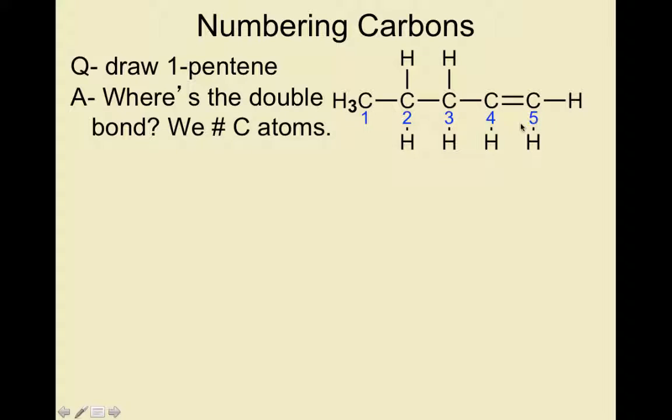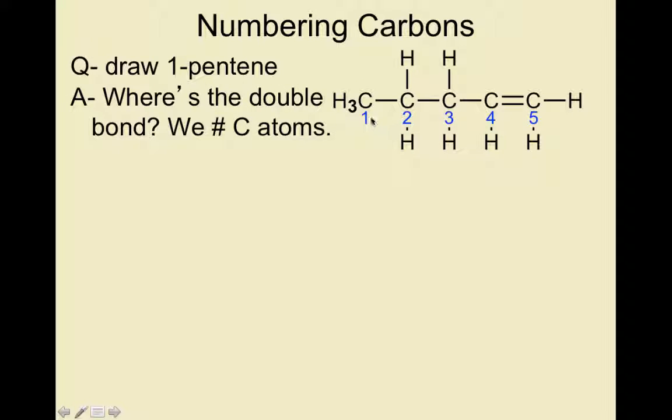And the reason we have to number carbons is because sometimes we have branches, and when we're naming hydrocarbons, we have to indicate in the name which branch the carbon is on. In this case, we have to indicate where the double bond is. So here, the question says draw one pentene.